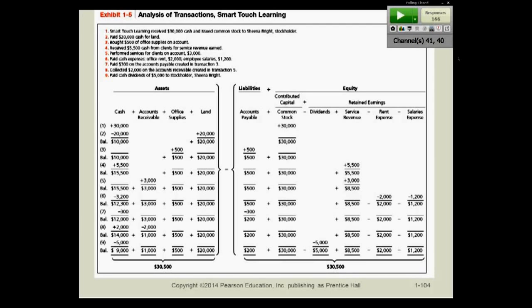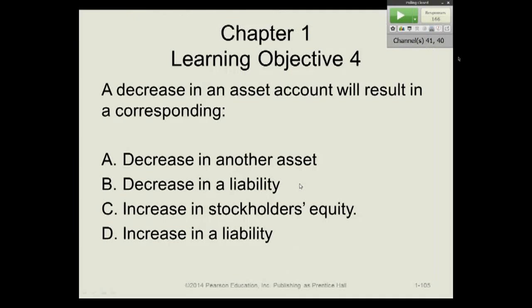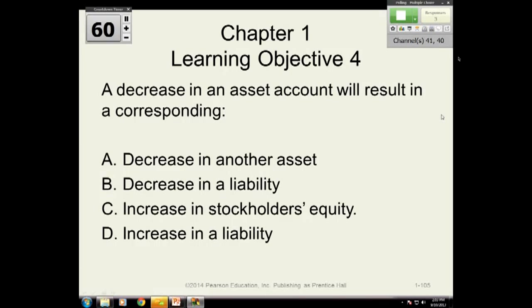Okay. Let's get some questions for you. Let's make sure you understand what we just covered. And to do that, we'll go to the question for this learning objective. And we want to know, if an asset decreases, what will result? Would it be a decrease in another asset, a decrease in a liability, increase in stockholders' equity, or a decrease in liabilities? Let's see, I'll give you a minute on that.